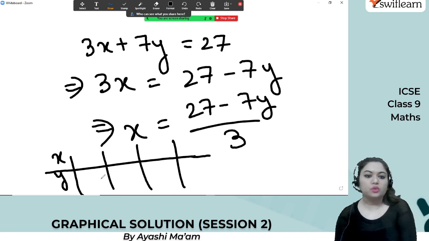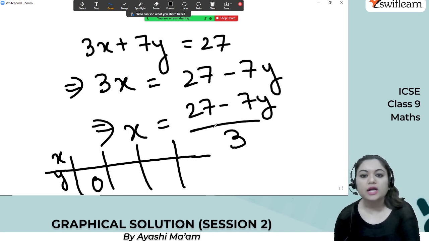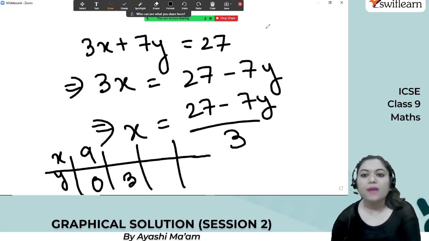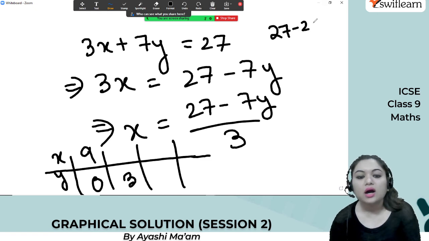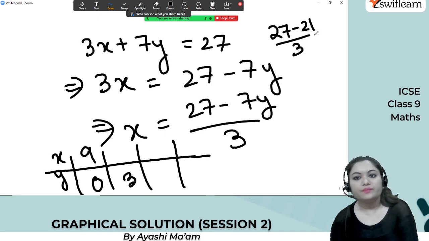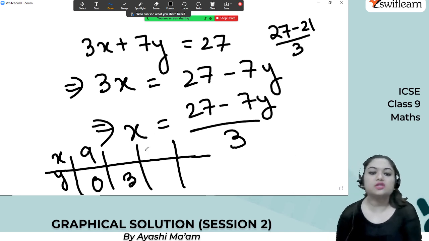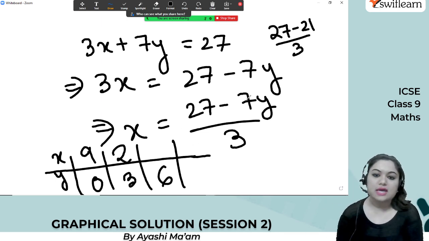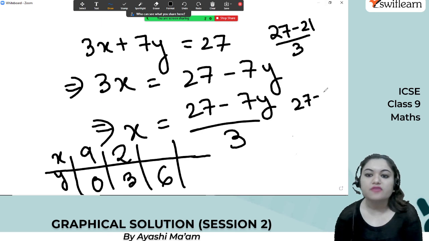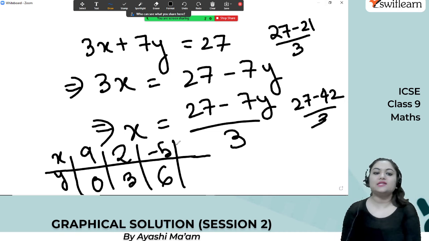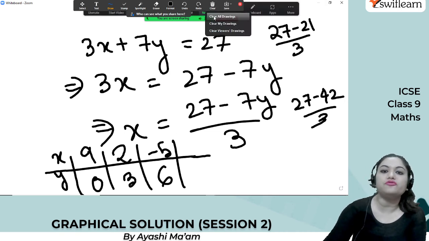Let me take y is equal to say 0. So if this one becomes 0, then 27 by 3, x will become 9. Let me take y equals to 3. Then what will happen? 27 minus 21, right, by 3. Okay, that's what you are going to get. So 6 by 3, you will get x as 2. Now let us take the value of y as 6. So now substitute. So you will get 27 minus 6 sevens are 42 by 3, and if you solve it, you will get the answer as minus 5. So we have got the different points for the first equation.